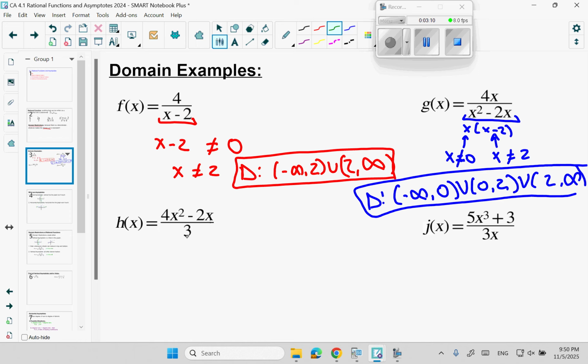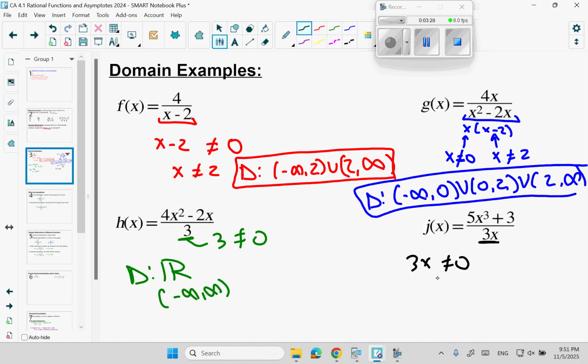Here, interestingly enough, 3 is never going to equal 0, so this domain is never restricted. It'd be all real numbers, or negative infinity to positive infinity. And then here, lastly, this one's pretty similar. 3x cannot equal 0, therefore x cannot equal 0. So my domain would be negative infinity to 0, union 0 to infinity.